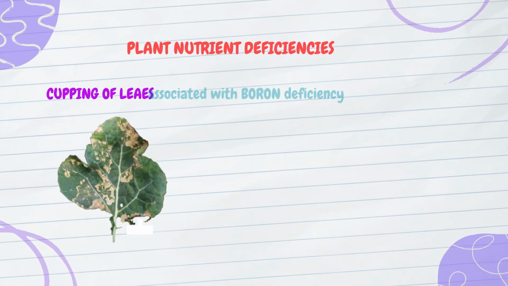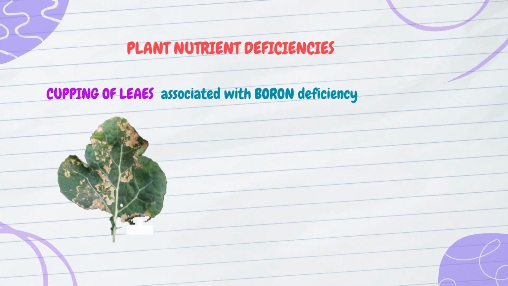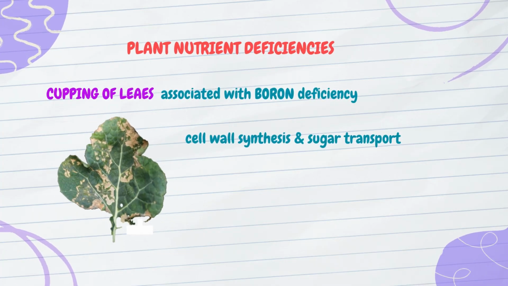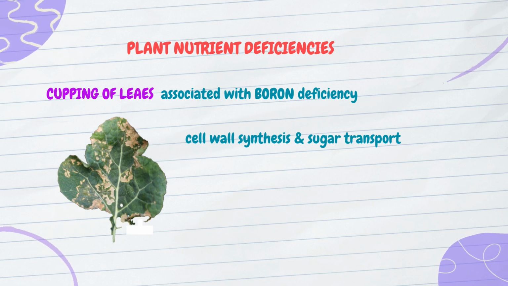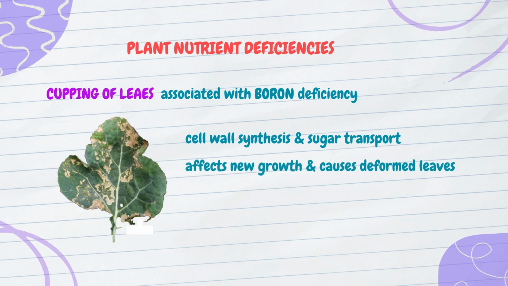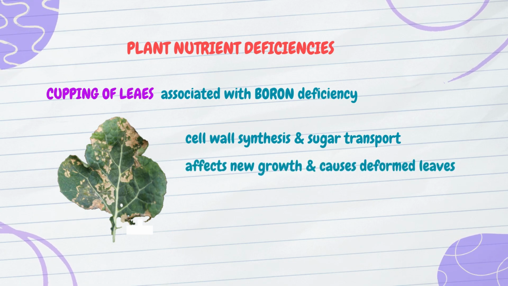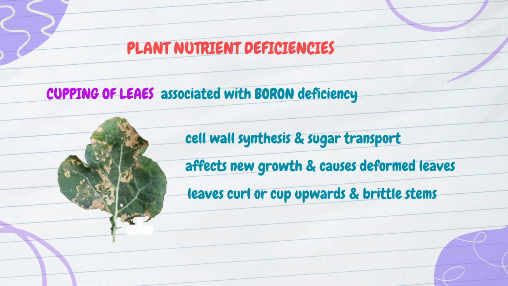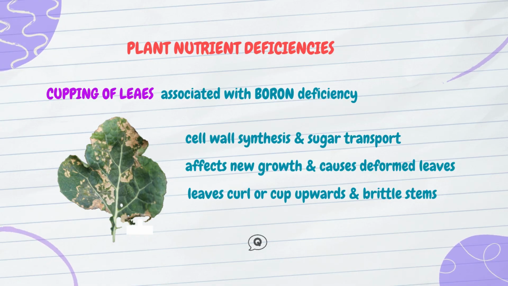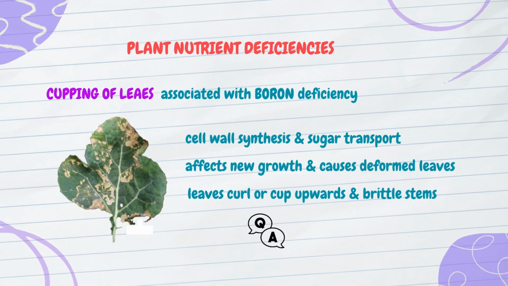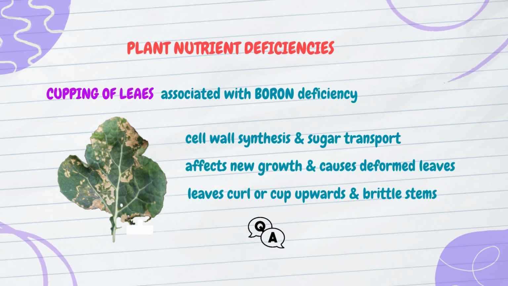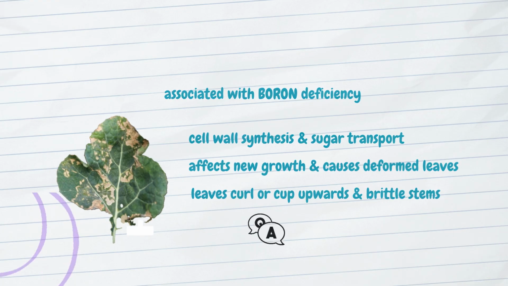Cupping of leaves. Cupping of leaves is associated with boron deficiency. Boron helps in cell wall synthesis and sugar transport. Its deficiency affects new growth and causes deformed leaves. Symptoms include leaves curl or cup upwards and brittle stems. The last challenge, gently press a young leaf. If it feels unusually fragile, your plant may be lacking boron.